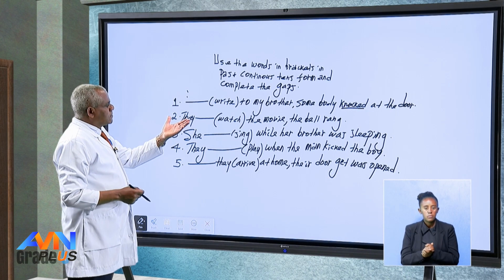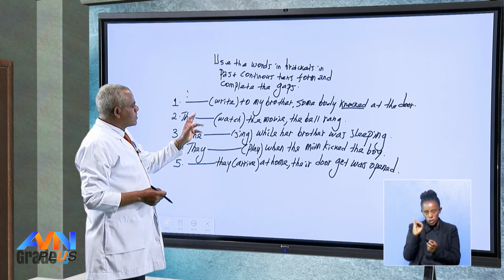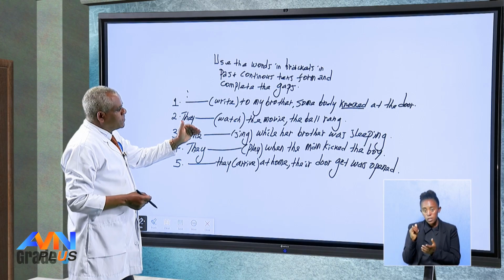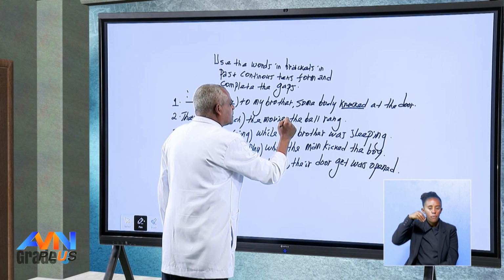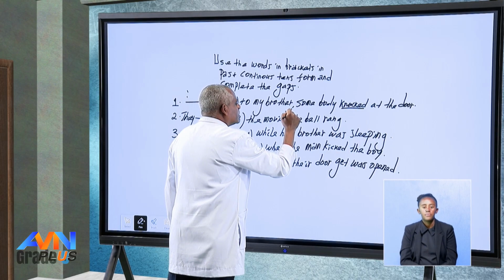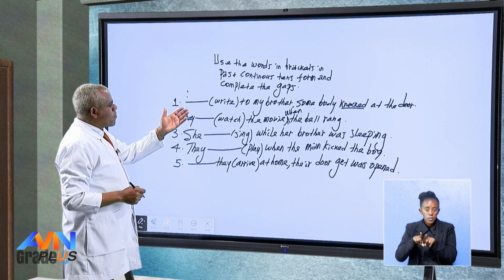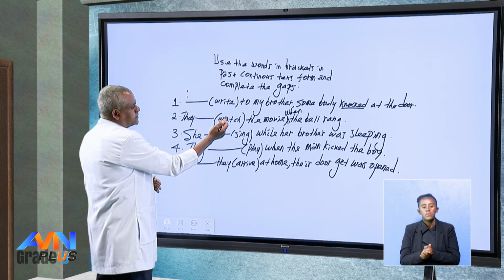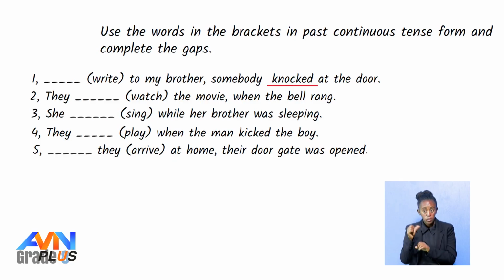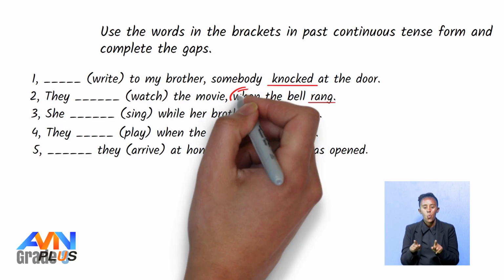The other one is they were watching the movie when the bell rang. Here, when has to be written. They were watching the movie when the bell rang, possible. Here is past continuous tense. The other one is simple past tense. That is, when is common in all cases.